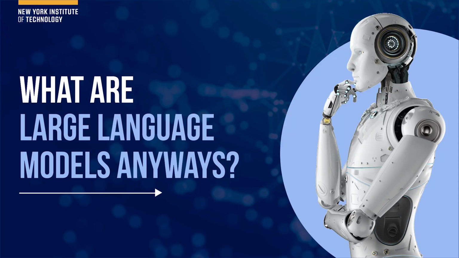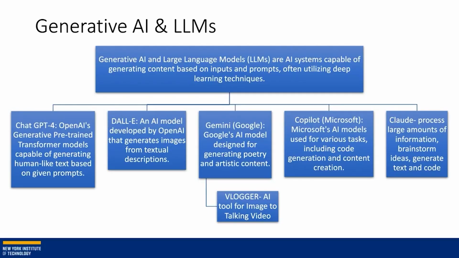For this training, we'll look at what exactly large language models are. Generative AI and large language models are AI systems capable of generating content based on inputs and prompts, often utilizing deep learning techniques. A few examples of these would be ChatGPT-4, DALL-E, Gemini, which is Google's. Google also has a vlogger tool, Copilot, as well as Claude.